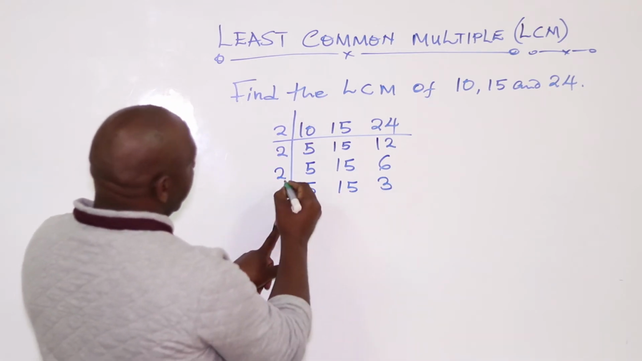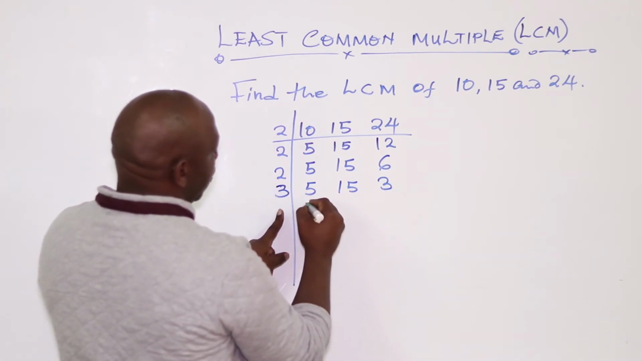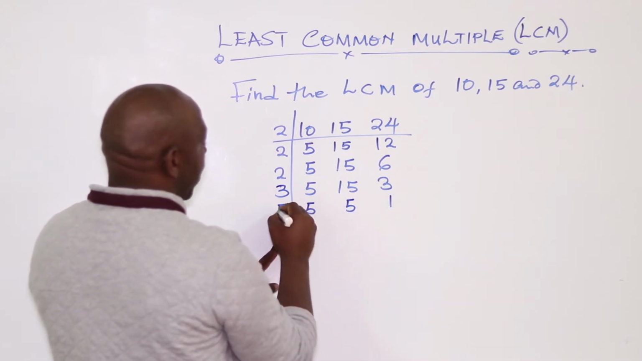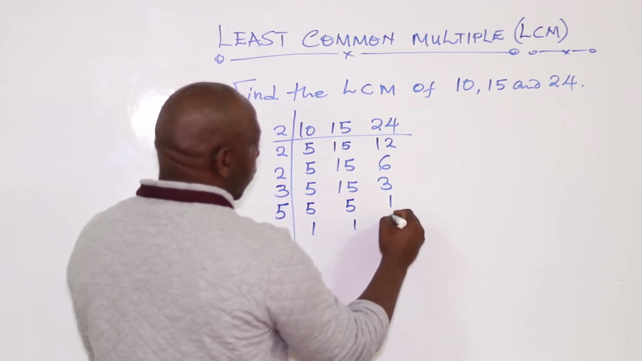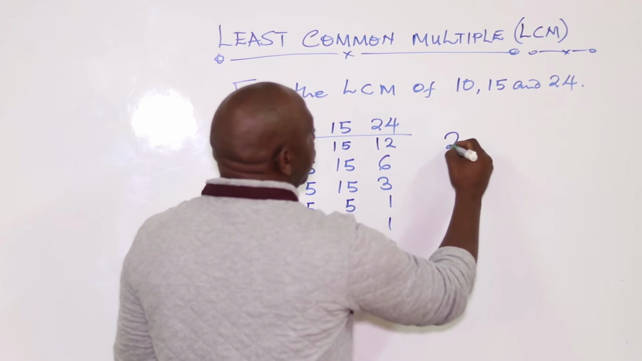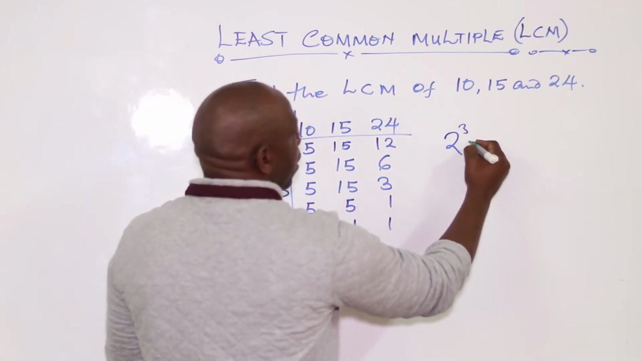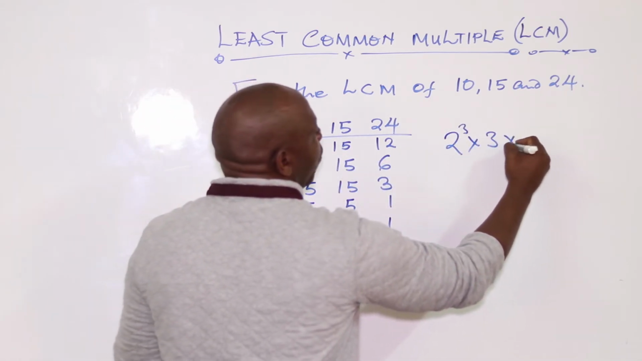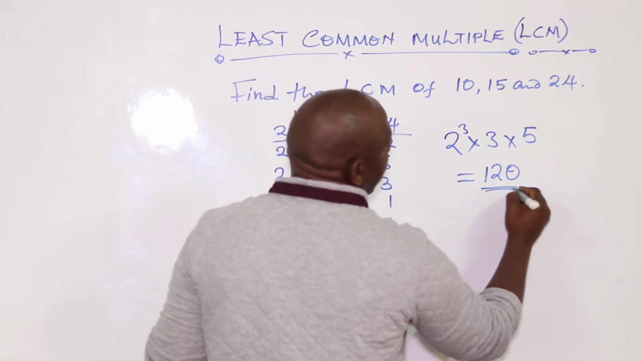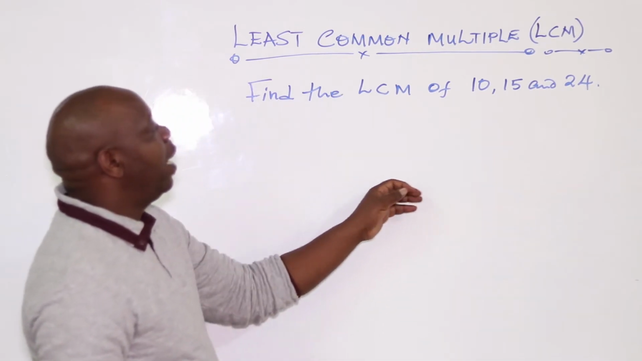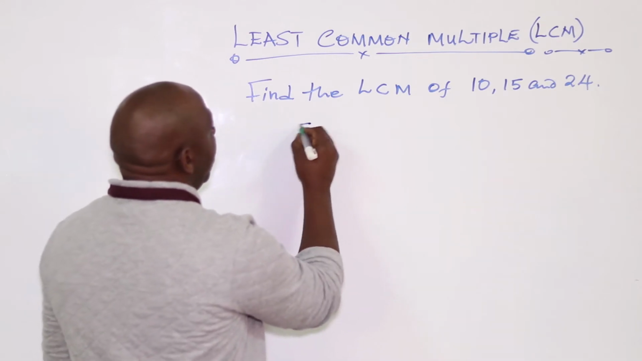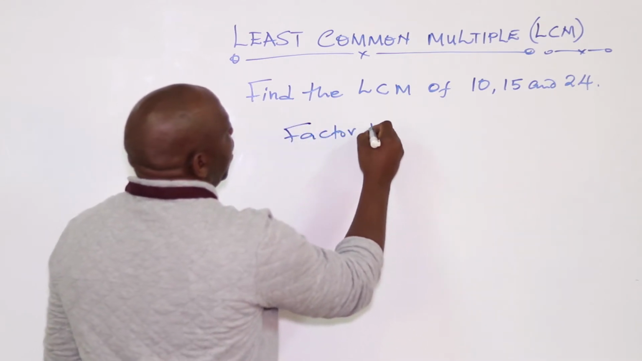From here you divide by 3 to get 5, 5, 1. Then by 5 to get 1, 1, 1. And therefore, the LCM is 2 power 3 times 3 times 5, which equals 120. That is the LCM. Now, we want to get the LCM of 10, 15, and 24 using the factors method.